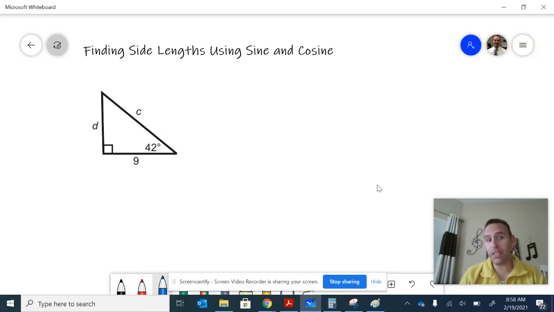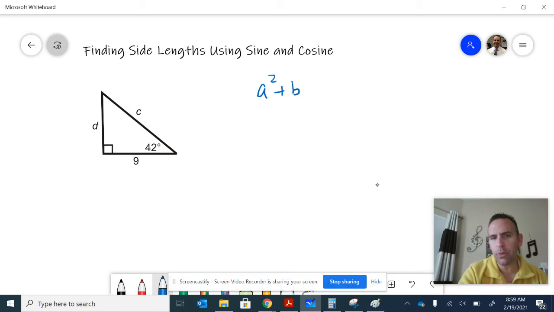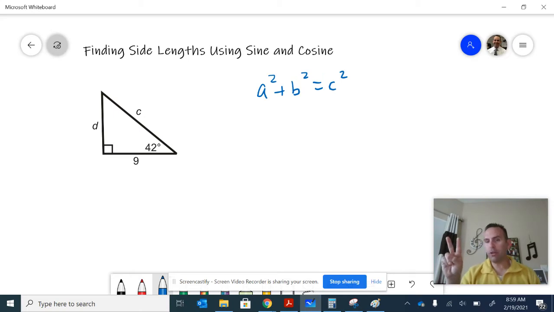Now we get to the really exciting part, which is what do we do with these ratios? We can use them to find side lengths on a right triangle, even though we only have one side. Now remember, with the Pythagorean theorem, a squared plus b squared equals c squared. As long as you have two sides, you can find the third side. Well, with these trigonometric ratios, once we understand this proportionality, we can actually solve for a missing side with only one side as long as we have one of the angles.